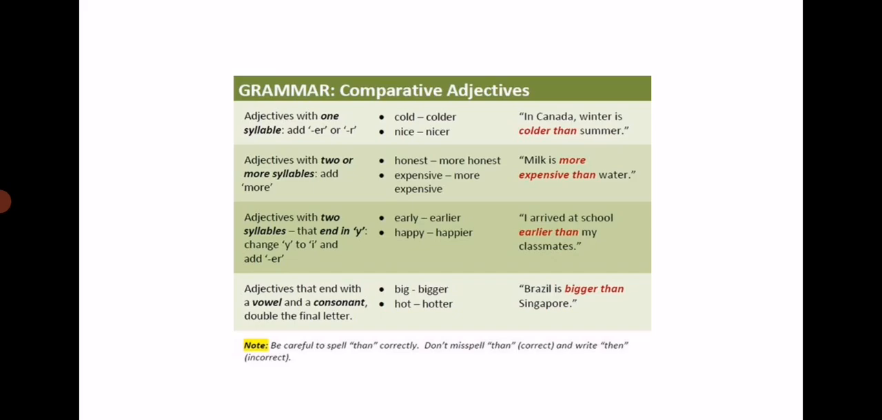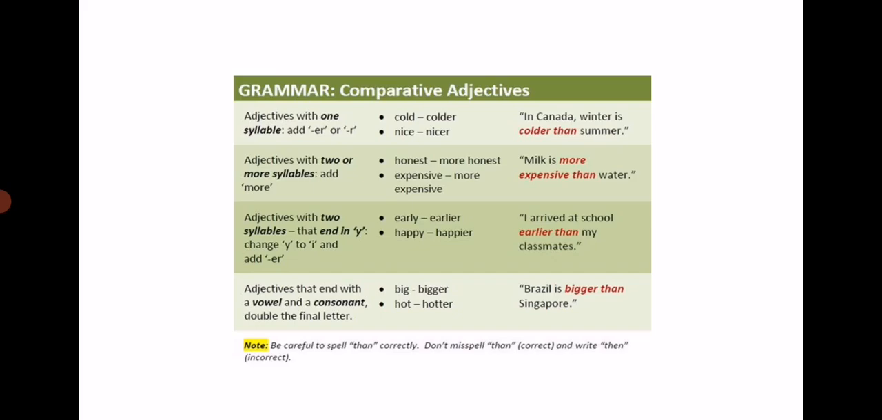What happens when I have two or more syllables? In that case, we are going to add the word more. Why? Because in that case, if you check, we are going to use more honest or more expensive. I can say milk is more expensive than water. If you check, here we have again the word than. It's really important that we use it in the correct place.